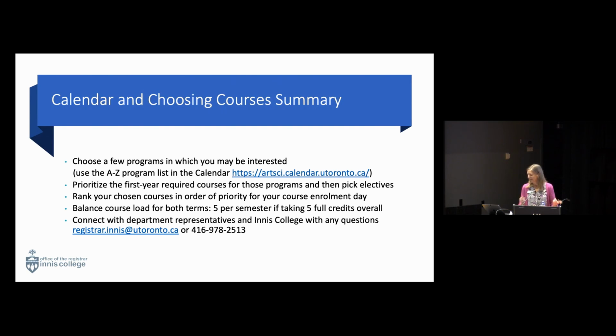Okay, so to summarize, choose a few different programs in which you may be interested, prioritize the first year required courses for the programs, and then pick electives, right? Make it a priority to choose any programs you want first and then choose electives to fill in your schedule. Rank your chosen courses in order of priority for your course enrollment day. We'll talk about that in greater detail in the next session because courses do fill up. There is a limited number of spaces in the classrooms, right? So you want to make sure that you get a space in the courses you need first over the courses that you want just as an elective. Balance your course load for both terms.